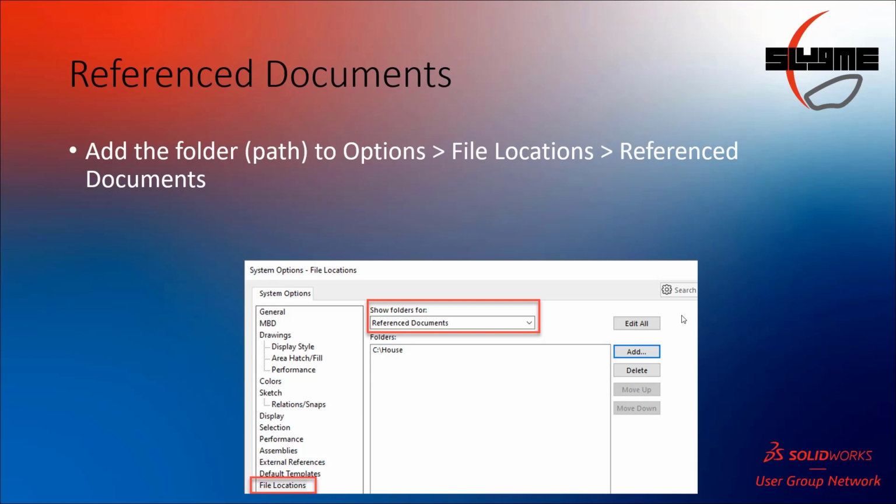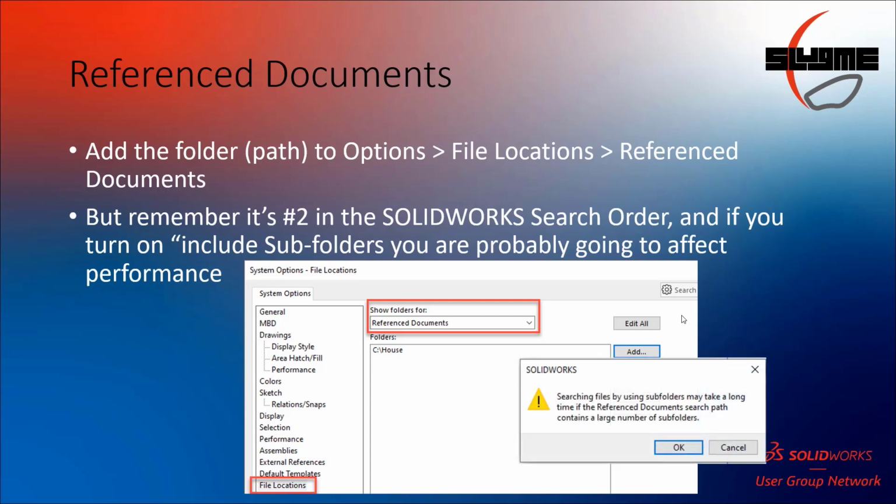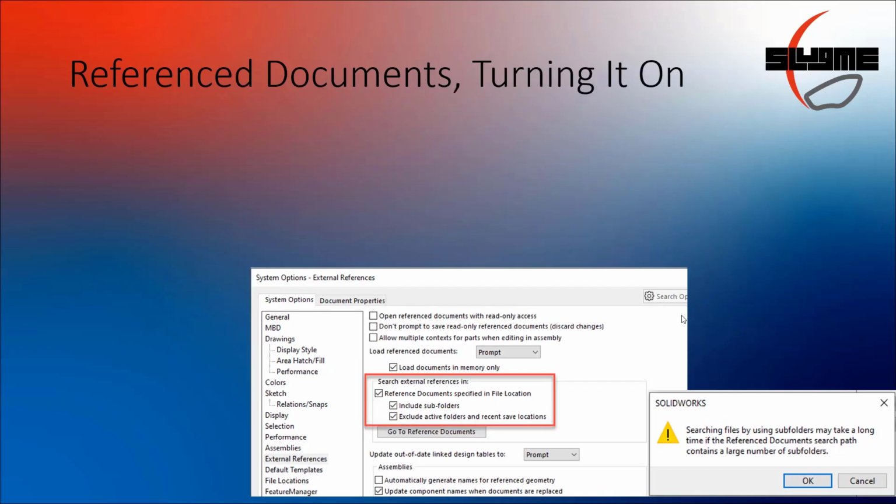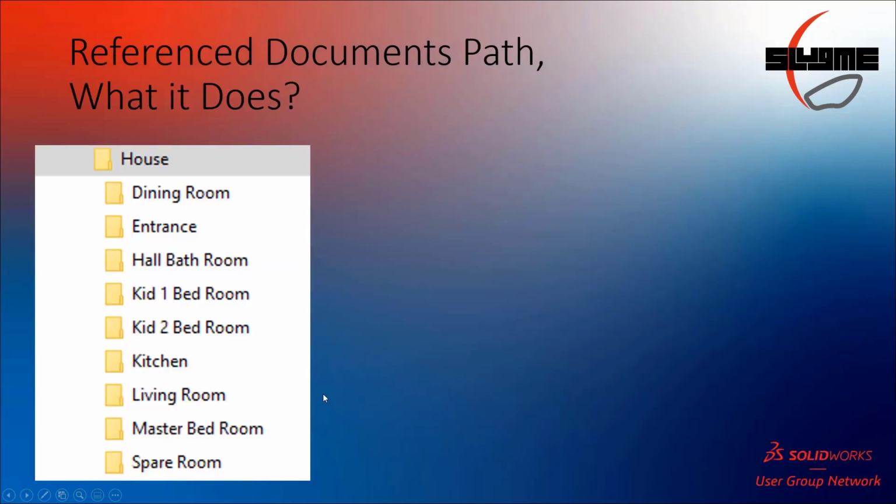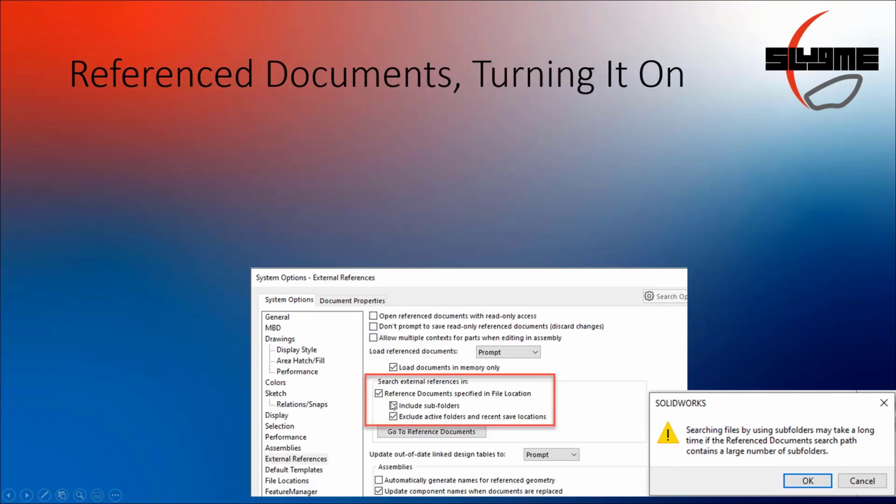If you add a folder path to the option, file locations, reference documents, remember this is number 2 in the list. So the first thing it's going to look in is RAM. The next one it's going to use if you have it turned on. Just because I listed C and house, unless I go and turn this on, saying reference documents specified in file path, and this is in the external references tab, where the other one is in the file locations. This one is file locations. This one's external references. So I turned it on, and I also said include subfolders.